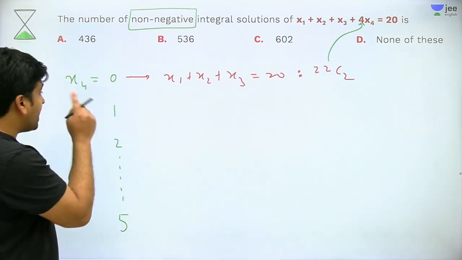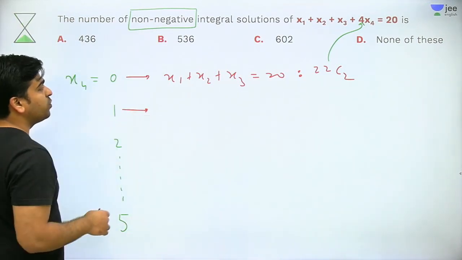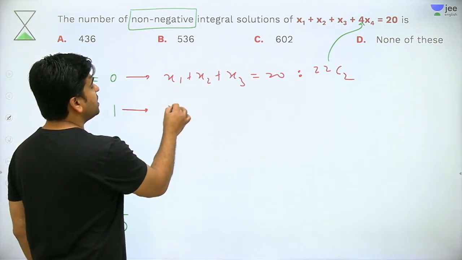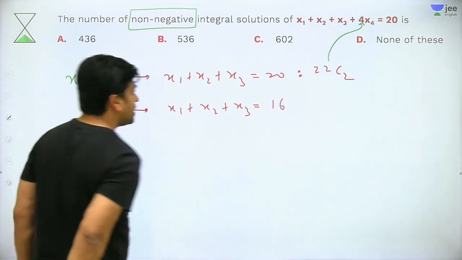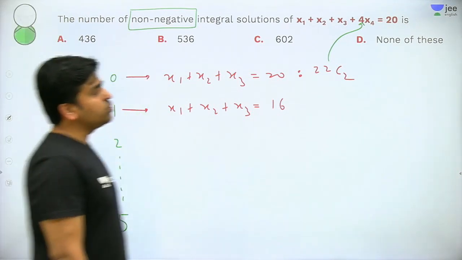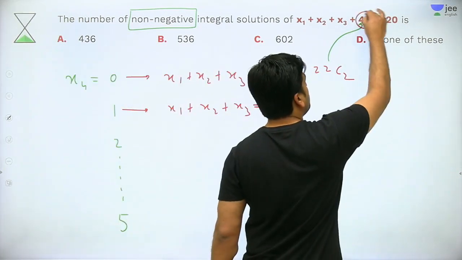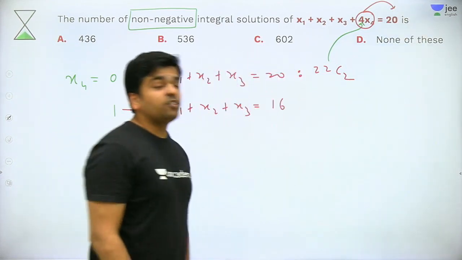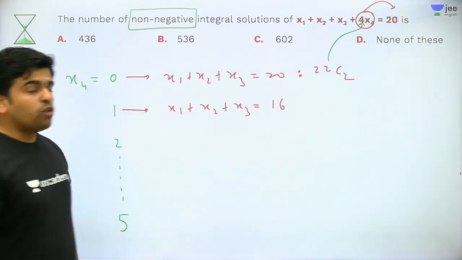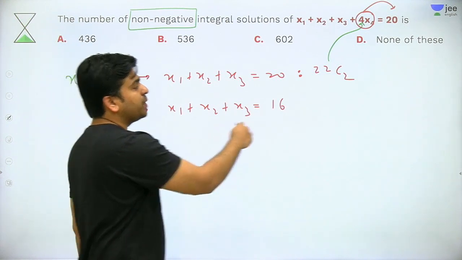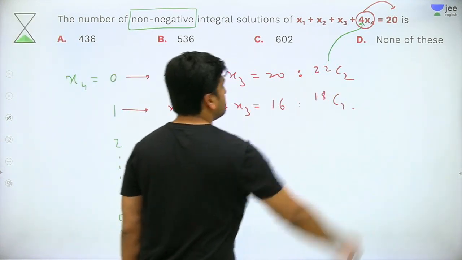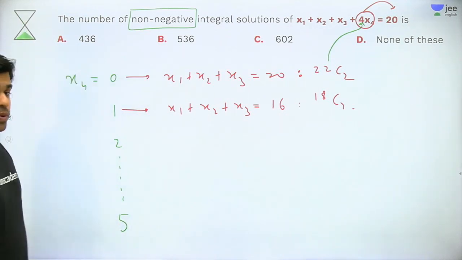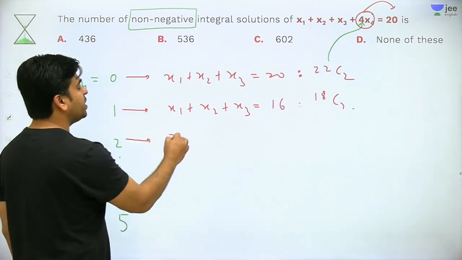What happens if I take x4 is equal to 1? If x4 is equal to 1, I will get a new equation which is x1 plus x2 plus x3 is equal to 16, isn't it? Because if I use x4 is equal to 1, the entire expression will become equal to 4, and on the right it will give us 16. So now we have 16 apples and 3 people, so the final answer will become 18 C2, right? So are you able to understand the pattern that we are going to create?